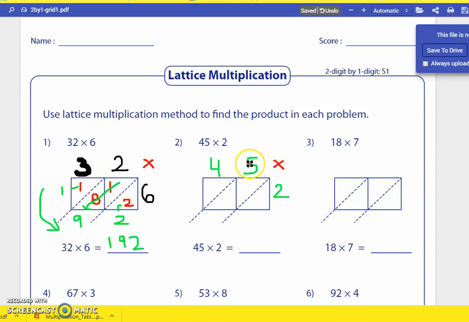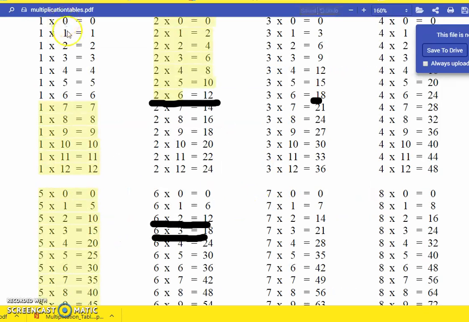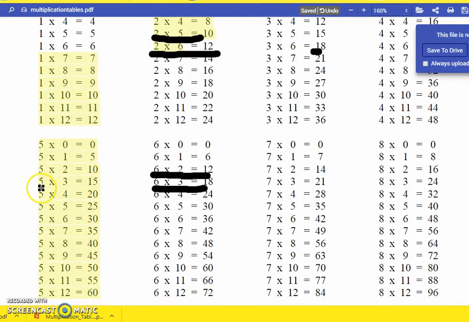We're doing 2 times 5. Go to your times tables chart. Let's look at the 2's column. Hey, where's 2 times 5? Right here. What's the answer? 10. Okay. You can check it. You can look at the 5's column too. Look, 5 times 2, also 10.